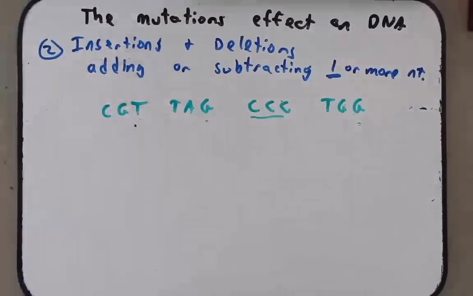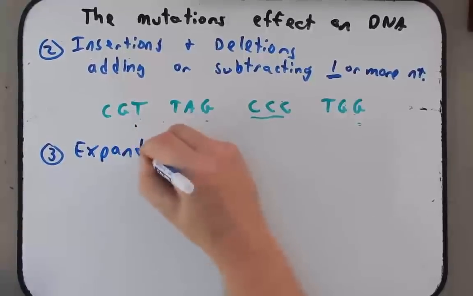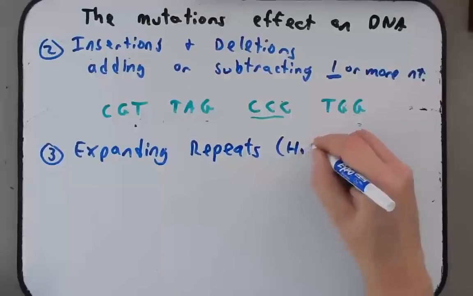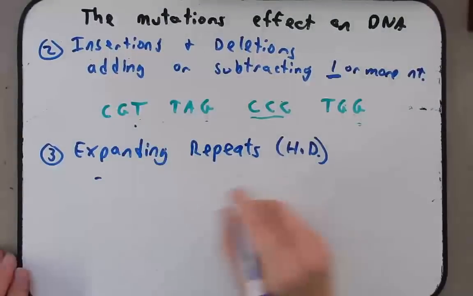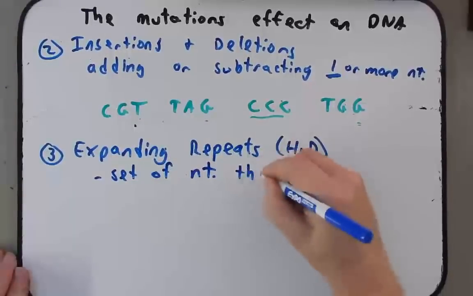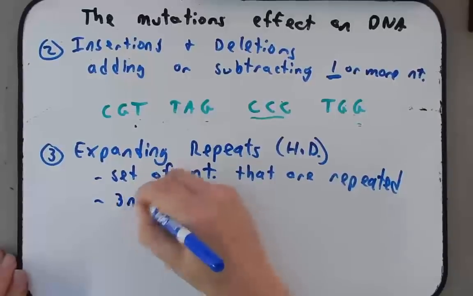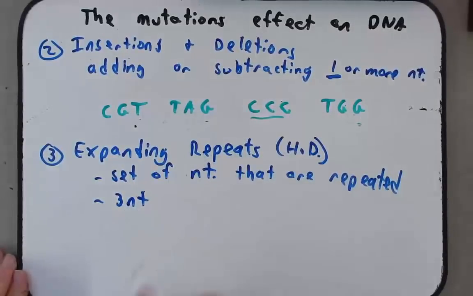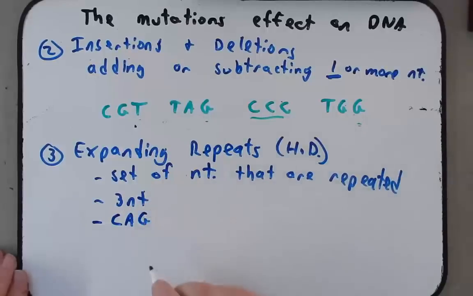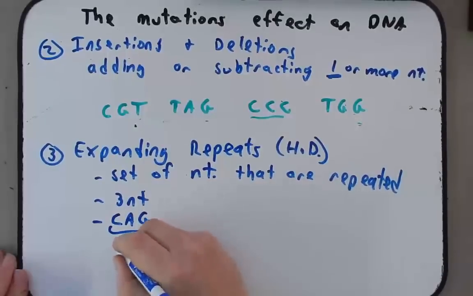Next, let's talk about the expanding repeats. Your book will list several examples of these, but I'm just going to talk about the one linked to Huntington's disease. In general, expanding repeats are a set of nucleotides that are repeated. Many examples will repeat a set of 3 nucleotides, so an additional codon. In the case of Huntington's disease, we'll have a series of repeats of C, A, and G at the very end of that gene. This codes for glutamine.